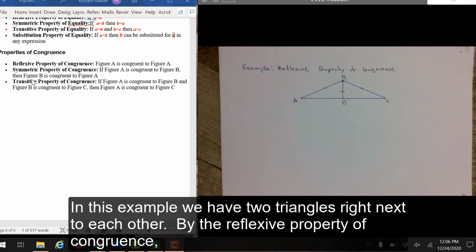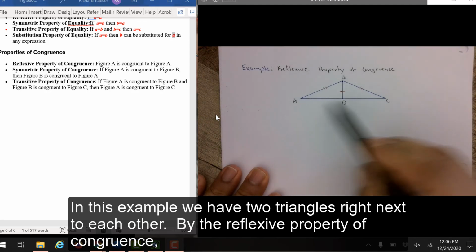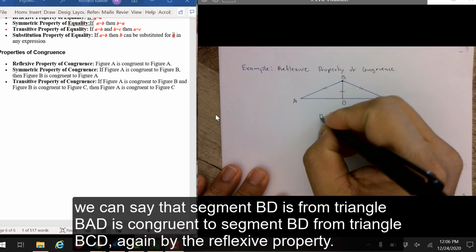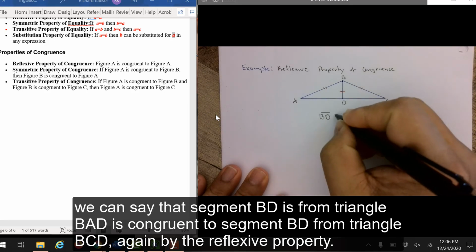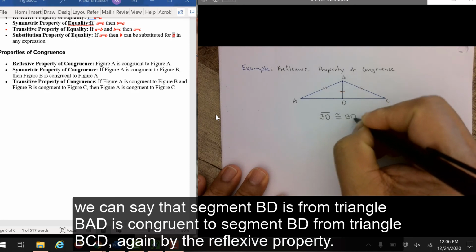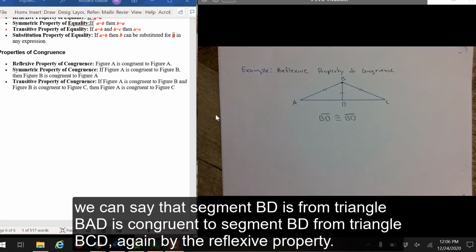In this example, we have 2 triangles right next to each other. By the reflexive property of congruence, we can say that segment BD from triangle BAD is congruent to segment BD from triangle BCD, again by the reflexive property.